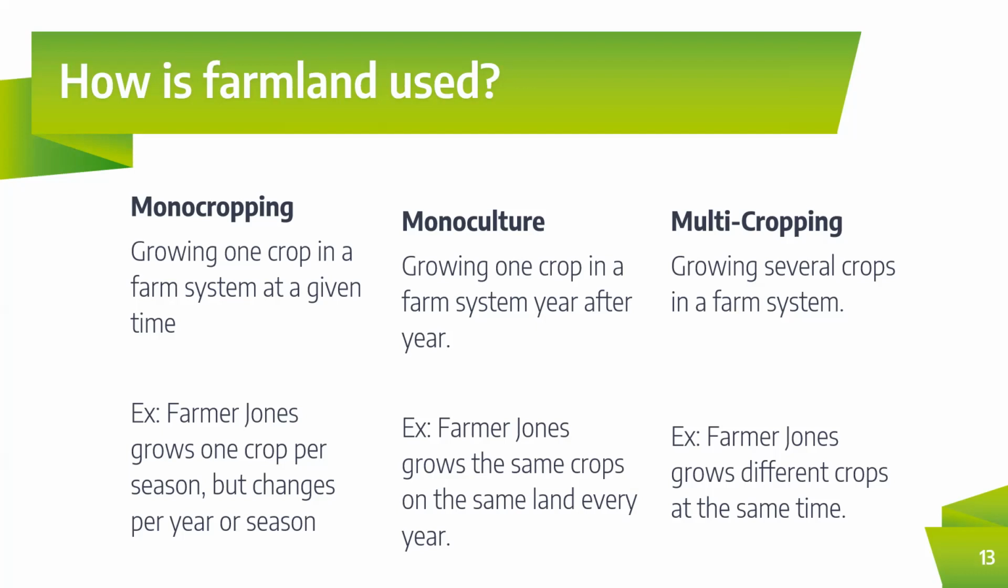Falling under this umbrella is monoculture, right? Growing one crop in a farm system year after year. Okay. And in the United States, again, it's going to be like corn, soybeans. If we're talking about livestock, it'll be like hogs or cattle. Okay. And then multi-cropping here, right? Growing several crops in a farm system. We don't need to really get into that though.